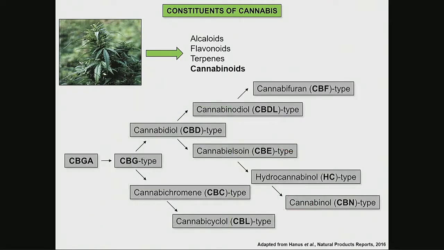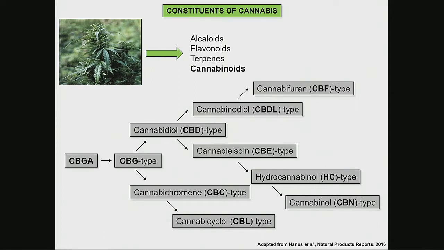So, which cannabinoids does this plant produce? Do all cannabis plants produce the same cannabinoids? Well, the answer is no. It depends on the specific plant, on what people call strains. All of the cannabinoids are produced from this mother compound, CBGA, cannabigerolic acid. From this one, the plant can synthesize CBG-type cannabinoids, a bunch of them, and from this CBG type we can produce CBD-type cannabinoids, and cannabidiol is included in this family. And from here we can produce different cannabinoids, as you can see here.